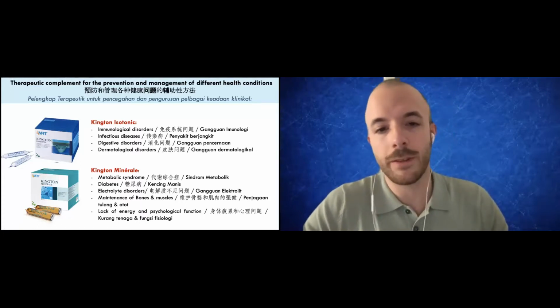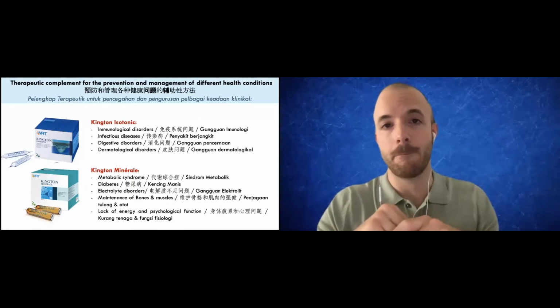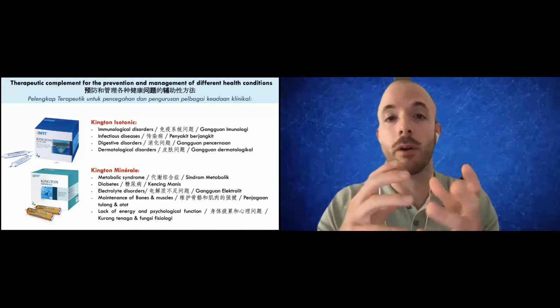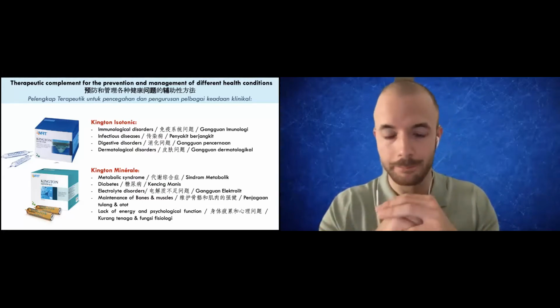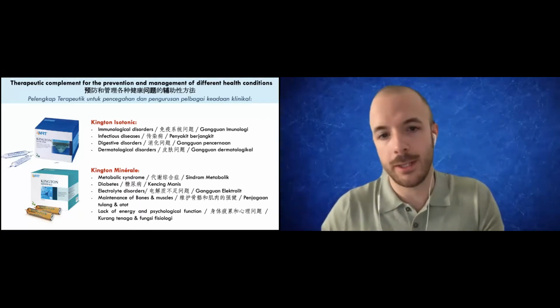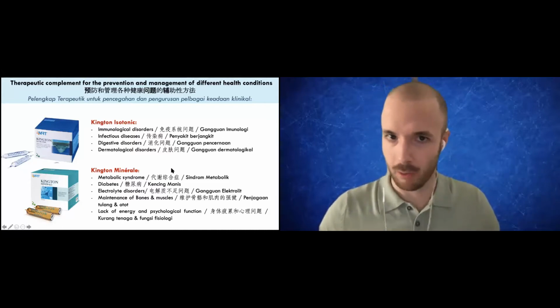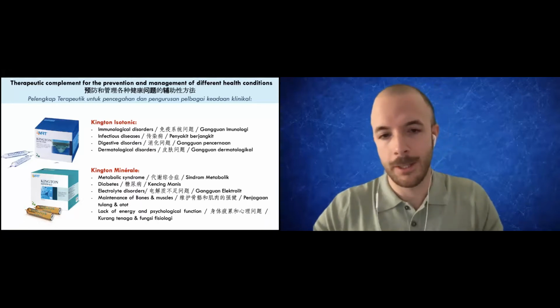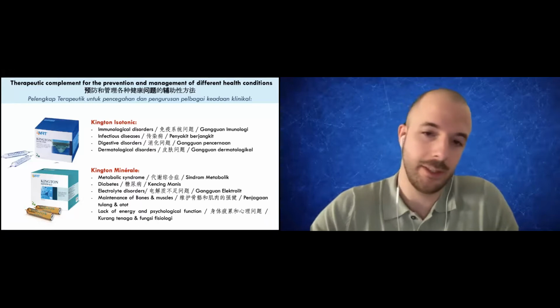In the case of KIngton Minerale, the difference is the salinity. There are more minerals in KIngton Minerale. It has a salinity of 3.3, and the salinity of KIngton Isotonic is 0.9. So KIngton Minerale, we are going to use it in several metabolic diseases, also metabolic syndrome, of course, and metabolic diseases like type 2 diabetes or type 1 diabetes.